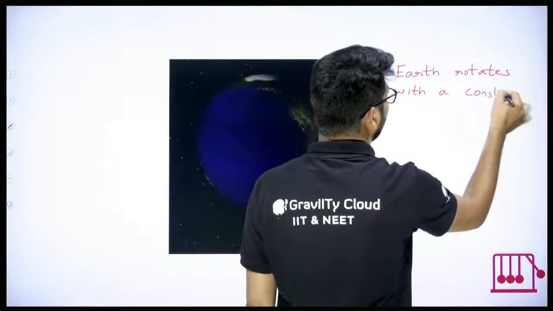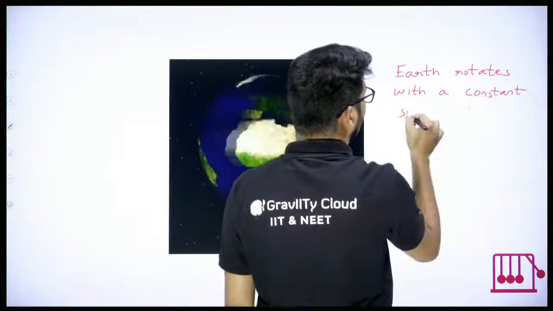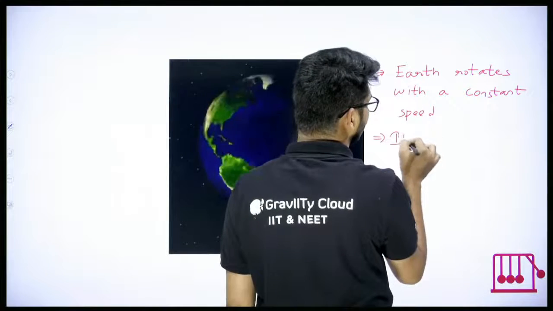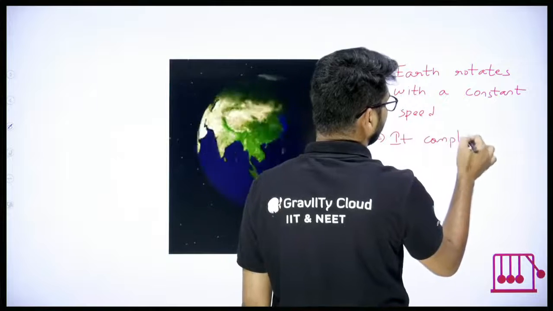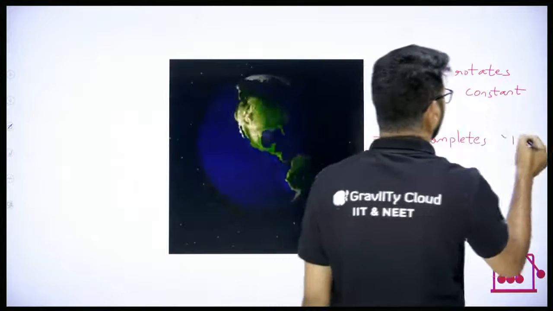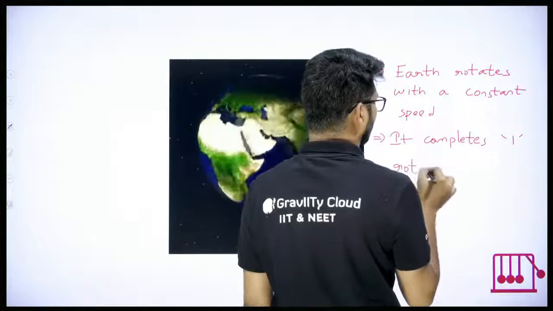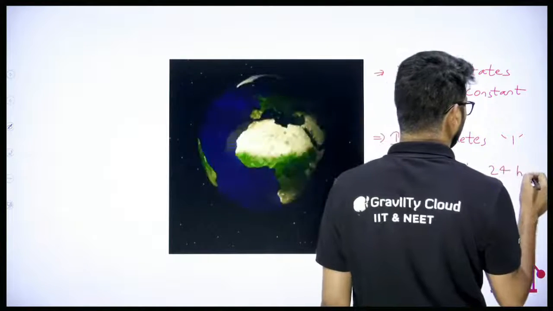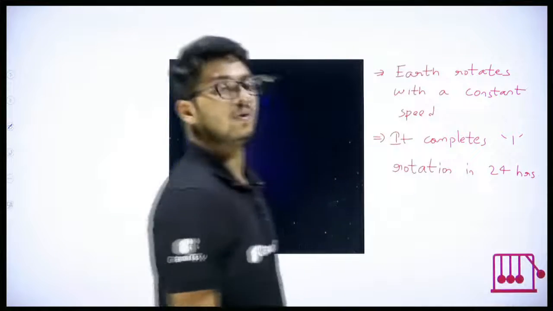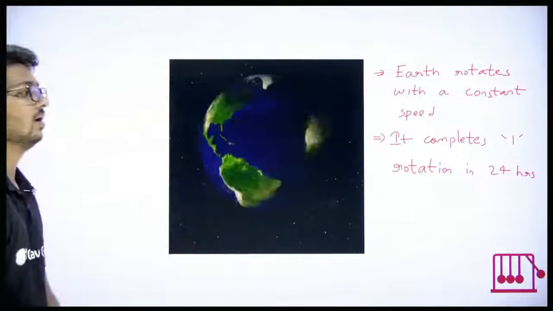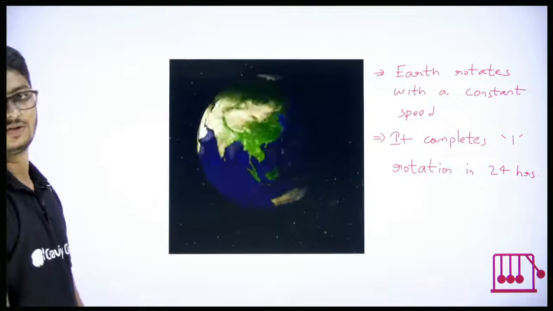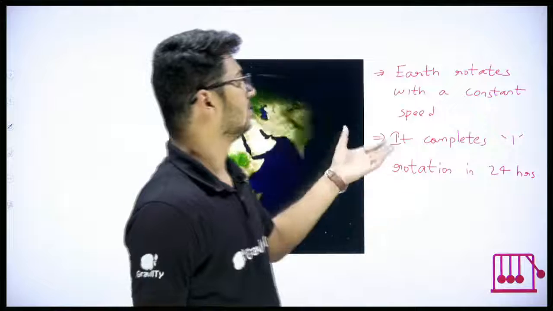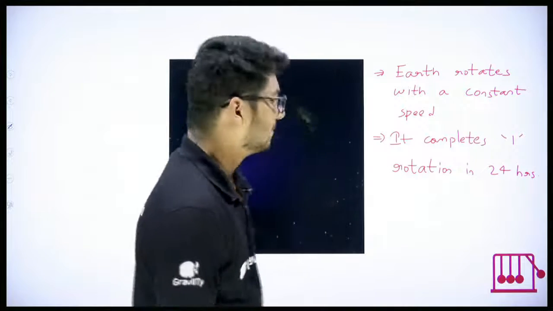And do you know how much time it takes for one rotation? 24 hours. It completes one rotation in 24 hours. So 1 day is equal to 1 rotation. 1 day is equal to what? 1 rotation. So 1 day, as we know, is 24 hours. See, there you have it. Clear? That's good.